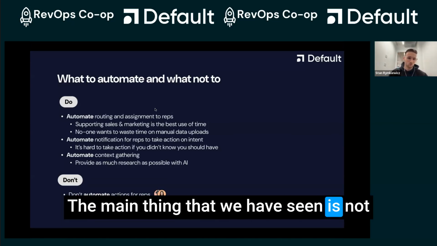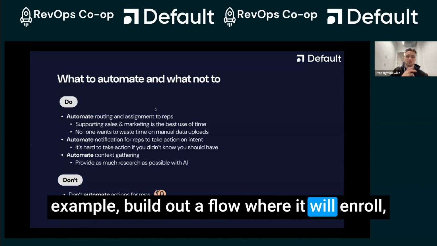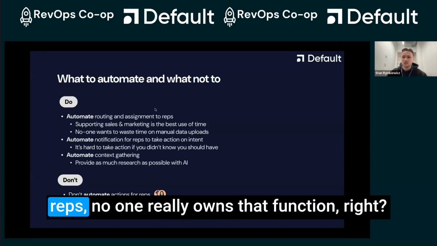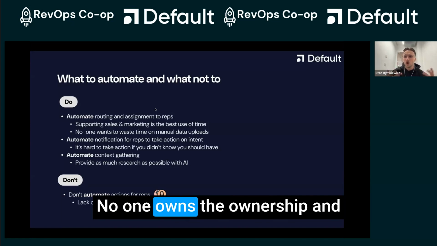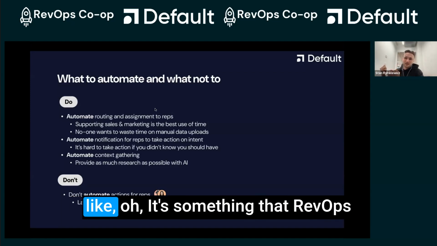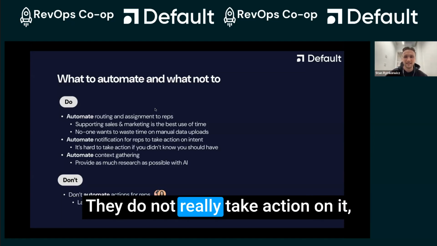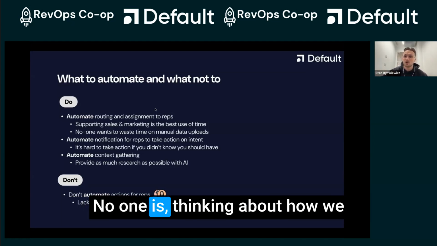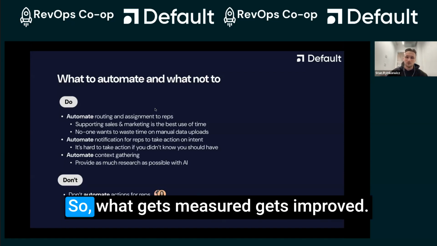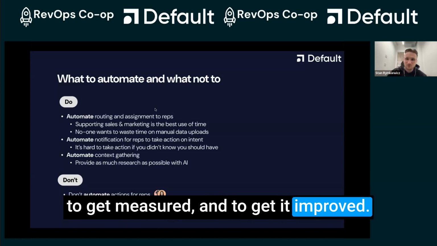The main thing that we have seen is not trying to automate actions for reps. If you, for example, build out a flow where it will enroll contacts and prospects into sequences for reps, no one really owns that function, right? No one owns the ownership and the performance of that campaign. Meaning you get the intent signals, you route them properly, but then reps think, oh, it's something that RevOps does for me or marketing does for me. They do not really take action on it. They do not own the performance. No one is thinking about how you can actually improve that flow, and therefore no one is driving the results. So what gets measured gets improved. Someone needs to own something in order to get measured and to get it improved.